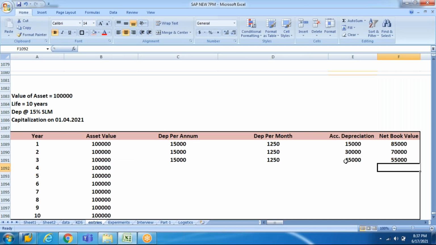Let me know if you are getting any confusion anywhere. Because if you understand this calculation, you will find it very easy, very interesting, the whole asset accounting. It's all based on this calculation only.